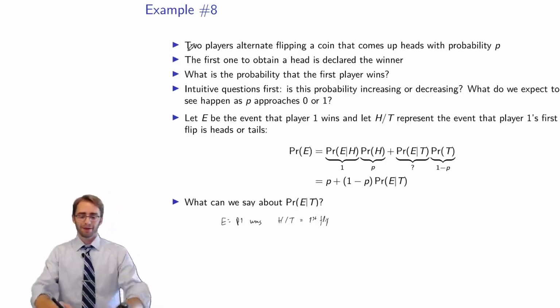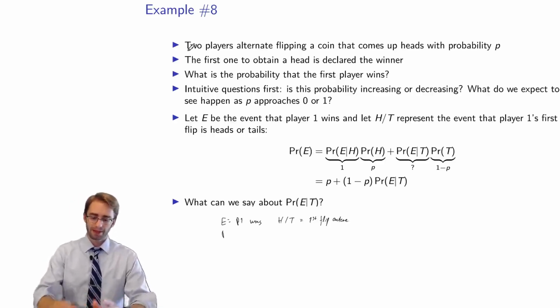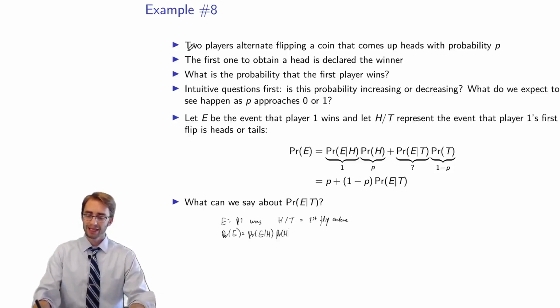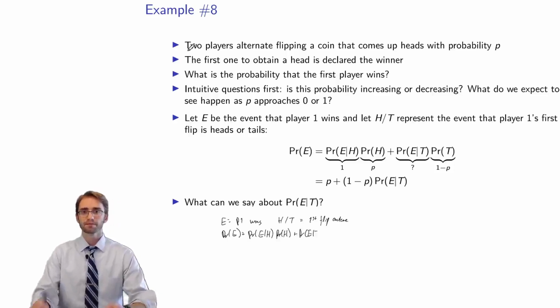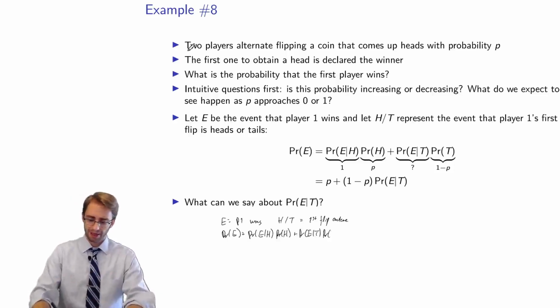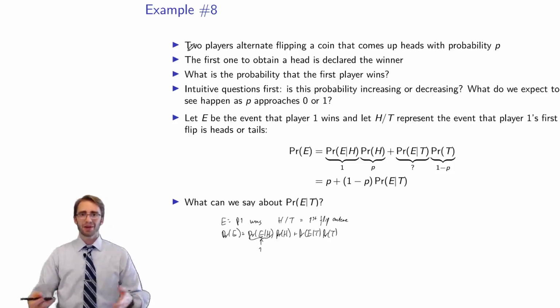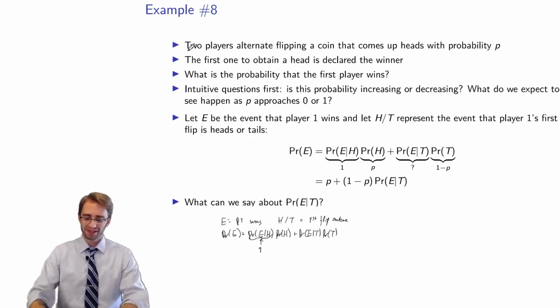And so what can we say about this? So again, law of total probability, the probability of E is equal to the probability of E given H times the probability of H plus the probability of E given T times the probability of T. Okay, so what can we say about this? Probability of E given H, of course, that's 1 because it means player 1 got a heads on the first attempt. So that's all well and good. Probability of H is P. It's the probability of getting heads. E given T, this one we don't know.